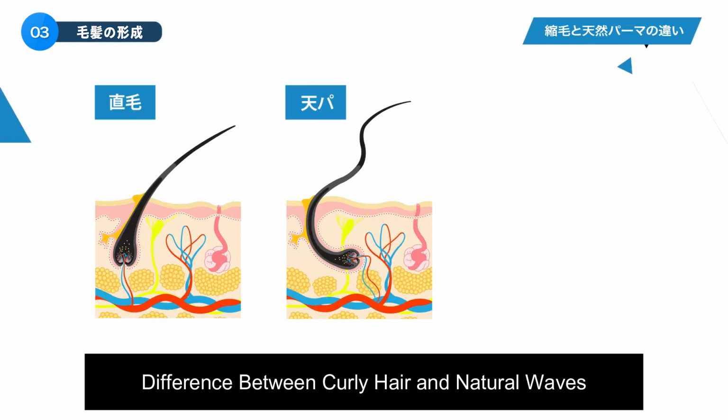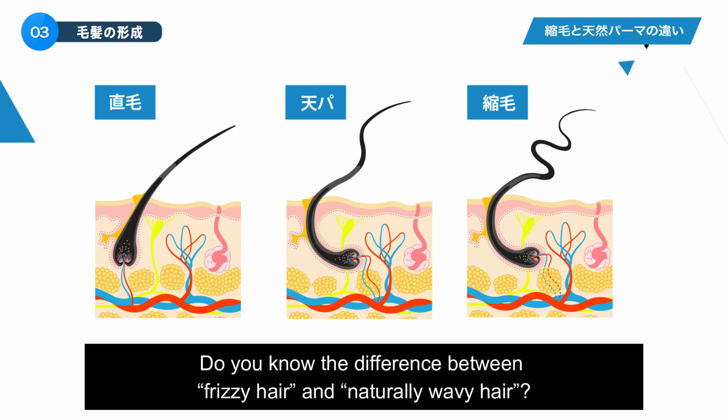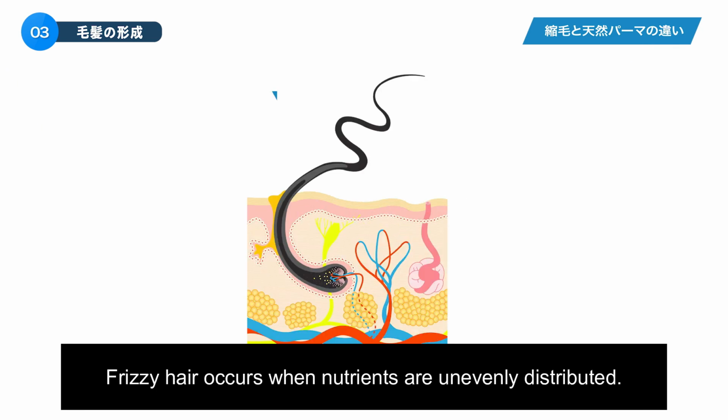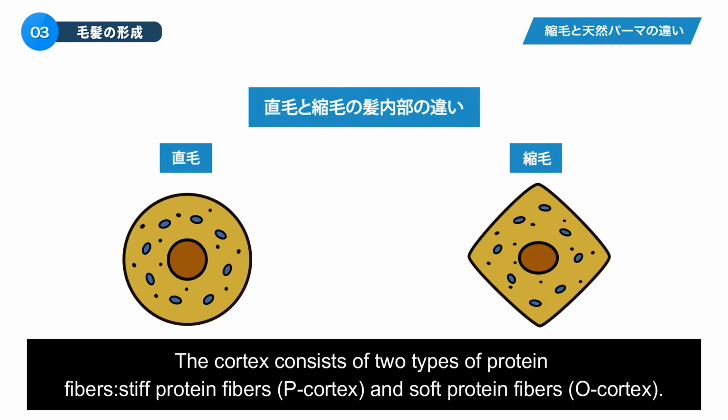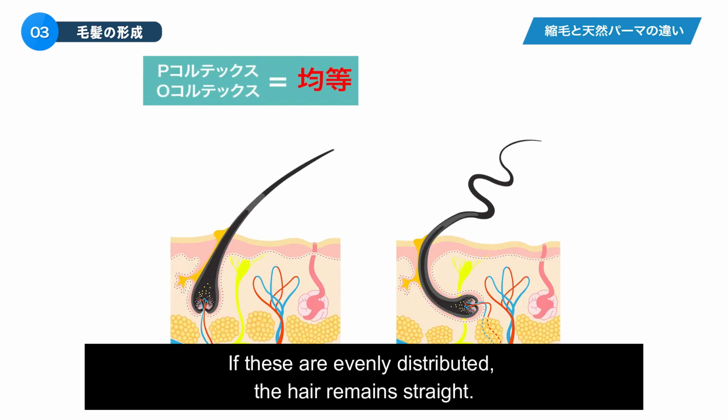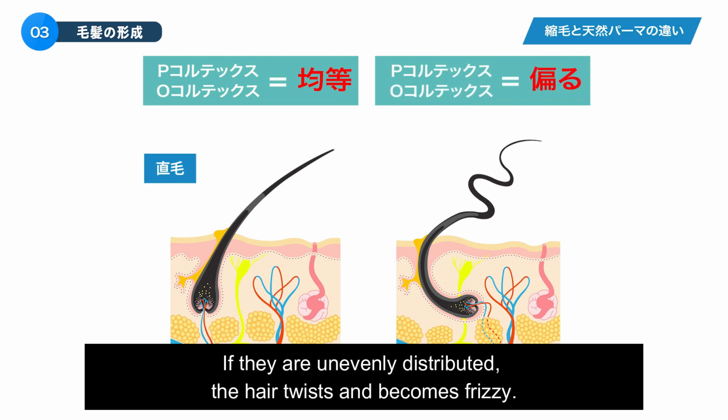Difference between curly hair and natural waves. Do you know the difference between frizzy hair and naturally wavy hair? It's not easy to explain, right? Frizzy hair occurs when nutrients are unevenly distributed. The cortex consists of 2 types of protein fibers: stiff protein fibers, P cortex, and soft protein fibers, O cortex. If these are evenly distributed, the hair remains straight. If they are unevenly distributed, the hair twists and becomes frizzy.